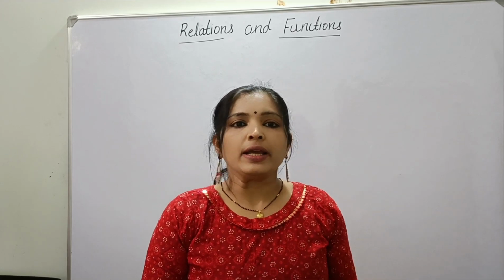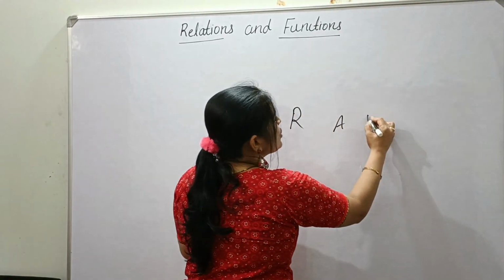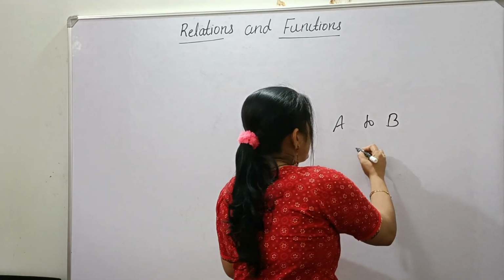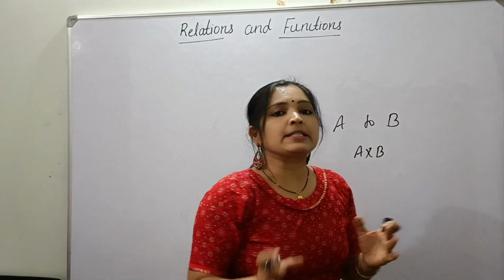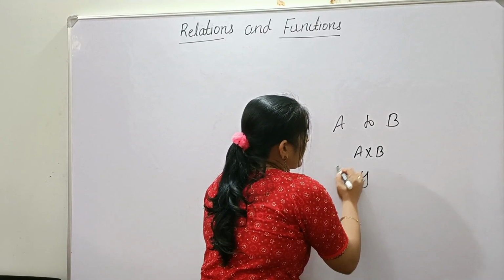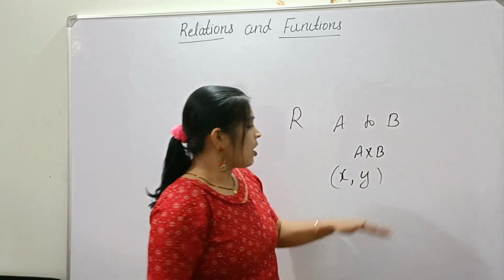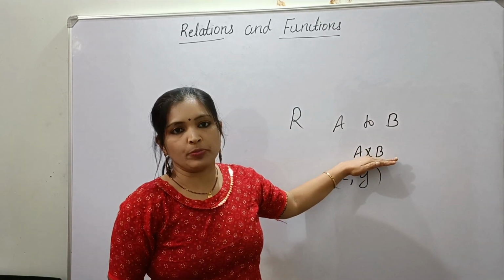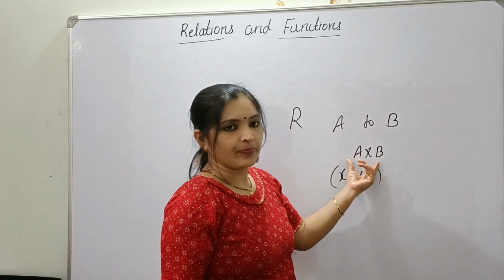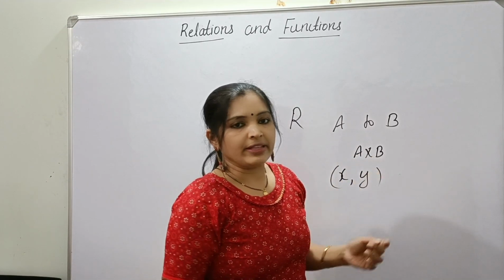But mathematically, a relation from a set A to a set B is a subset of the Cartesian product A cross B, obtained by describing the relationship between the first element x and the second element y of ordered pairs in A cross B. That means all the elements belong to A cross B. That means a relation is a subset of the Cartesian product A cross B. We have already learned what the Cartesian product of sets is in class 11th, right?